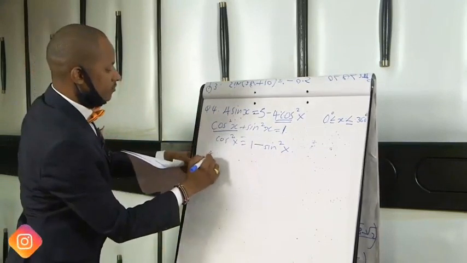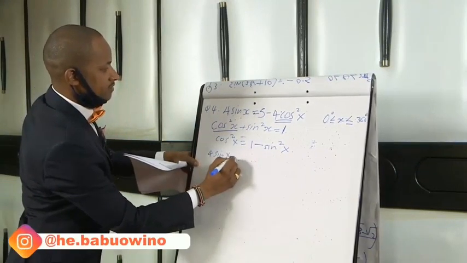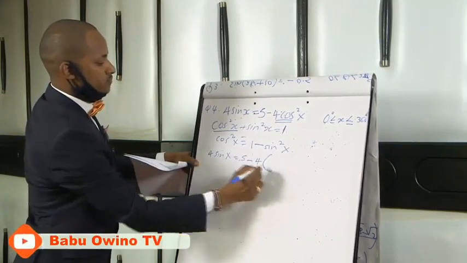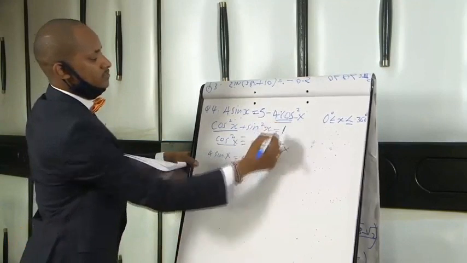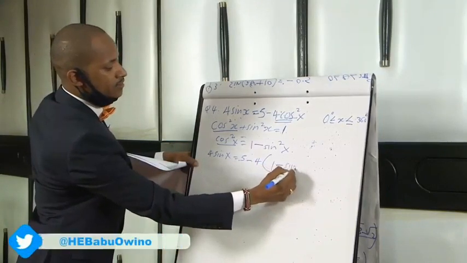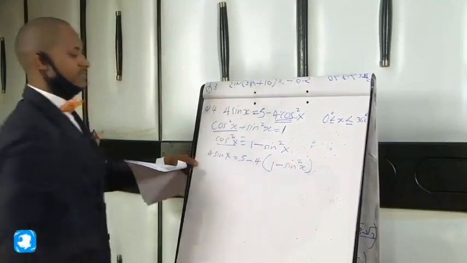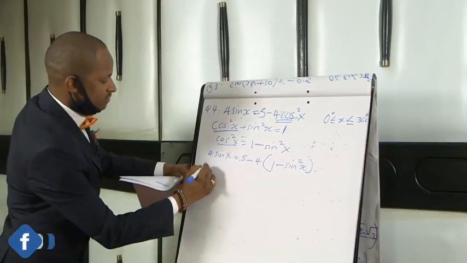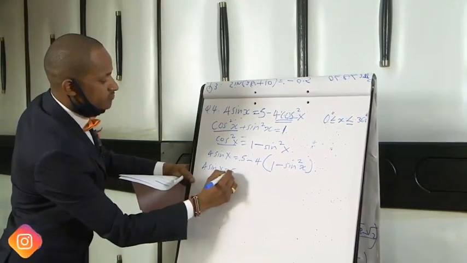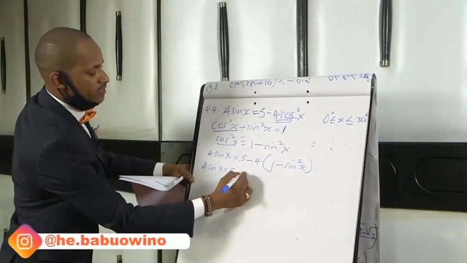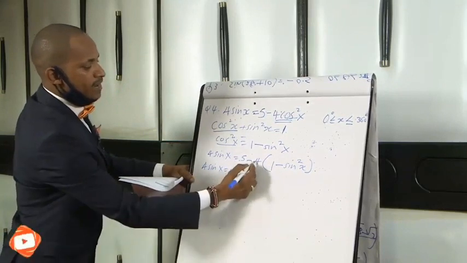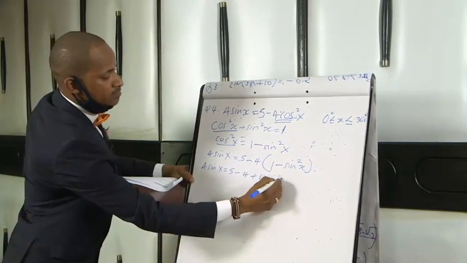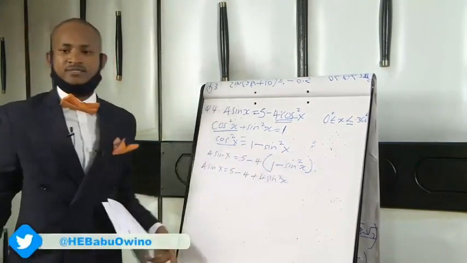Therefore, from our initial equation, replace cos squared x with 1 minus sine squared x. So we have 4 sine x equals 5 minus 4 into the value of cos squared x, which we've said here is 1 minus sine squared x. Then we open the brackets. We expand it. That is 4 sine x equals 5 minus 4 times 1 is minus 4. Then minus 4 times minus sine squared x is plus 4 sine squared x. Remember I told you minus times minus is plus.